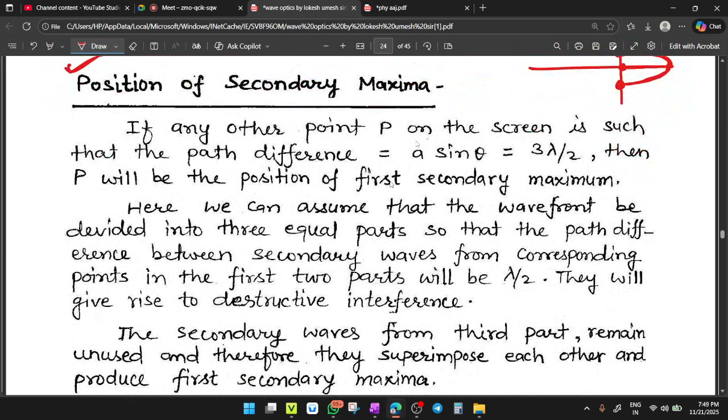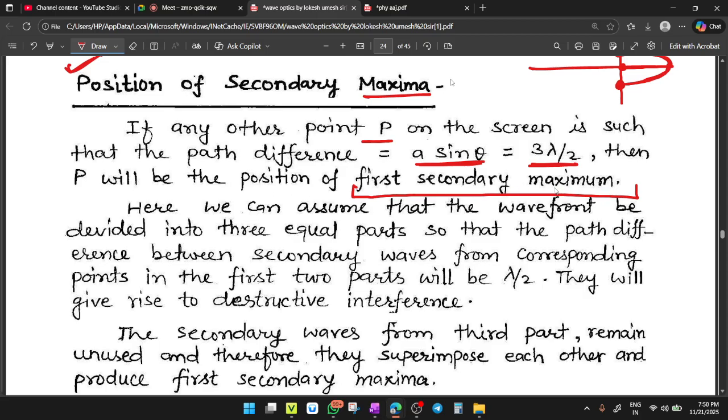Now the second position, of secondary maxima. Here is where you will get your maxima again. So check if any other point P on the screen is such that the path difference a sine theta equals 3 lambda by 2, then point P will be in the position of first secondary maximum. Okay. So if a sine theta equals 3 lambda by 2, then point P will be in the position of first secondary maximum.